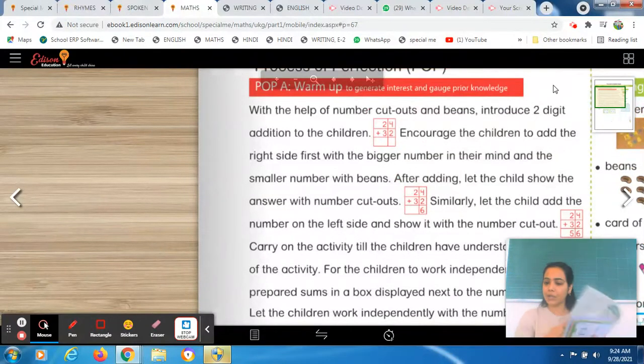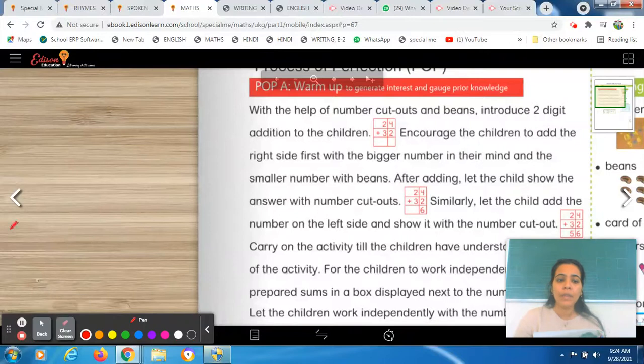So let's start students. First of all, with the help of number cutouts and beans, introduce two digit addition to the child. So what we will do, we will take these number cutouts and we will introduce two digit addition to the child, because in the earlier session we were only doing one digit additions, right? Like there is 2 and there is also 2. So 2 plus 2 is 4. That is a one digit number. But now we are introducing them to two digit numbers.